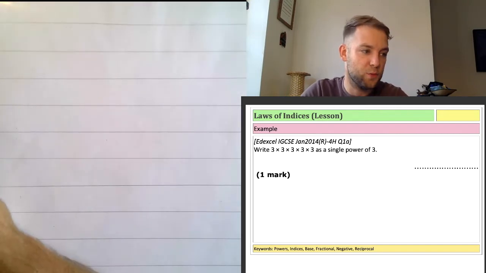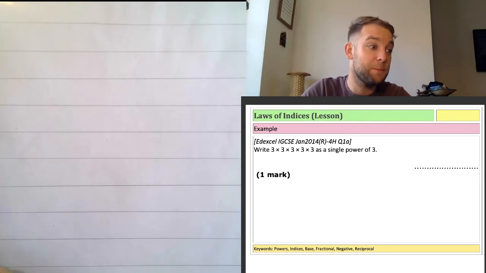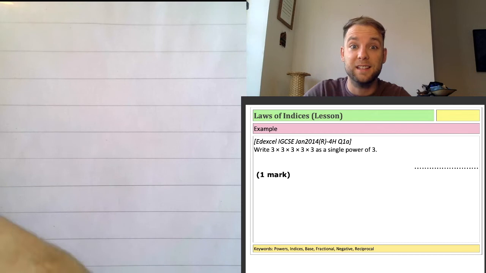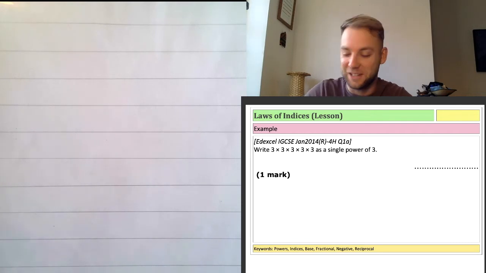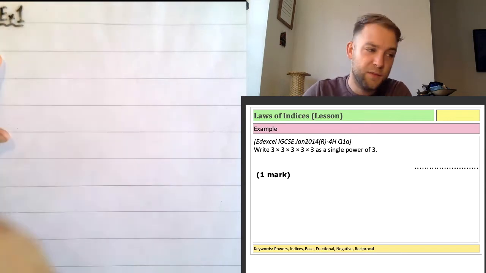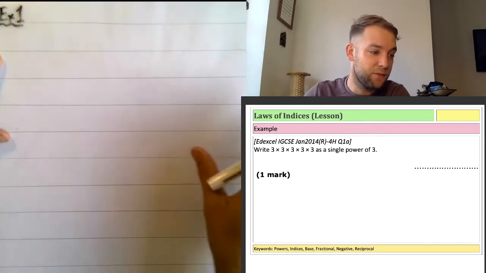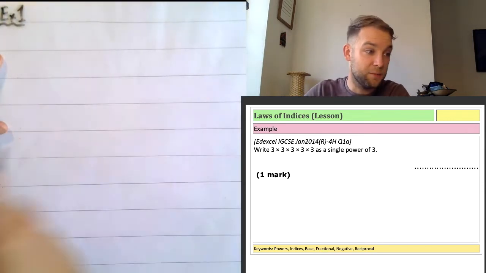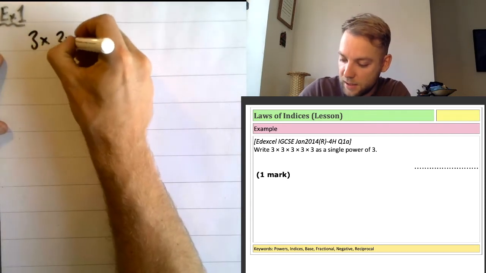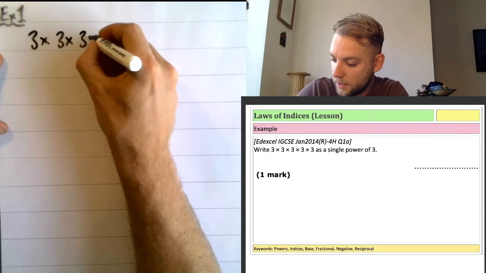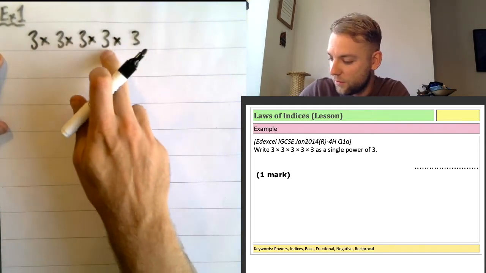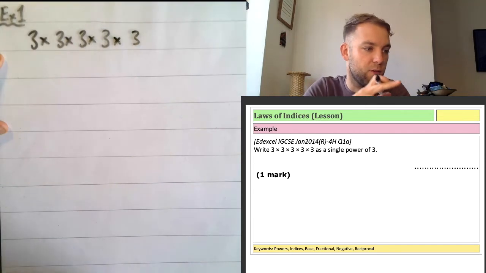So if we look at this first one here, we've got 3 times 3 times 3 times 3 times 3. It's probably worth getting this one down as an example. Remember, the only way to learn maths is to do it. So example 1. This first one is only 1 mark. It is from a past paper question though, from the Edexcel paper actually. And we've got 3 times 3 times 3 times 3 times 3. Is that right? 1, 2, 3, 4, 5. 1, 2, 3, 4, 5.